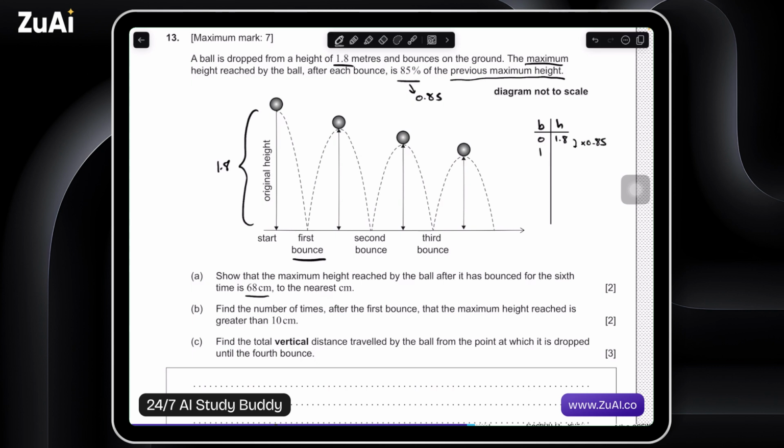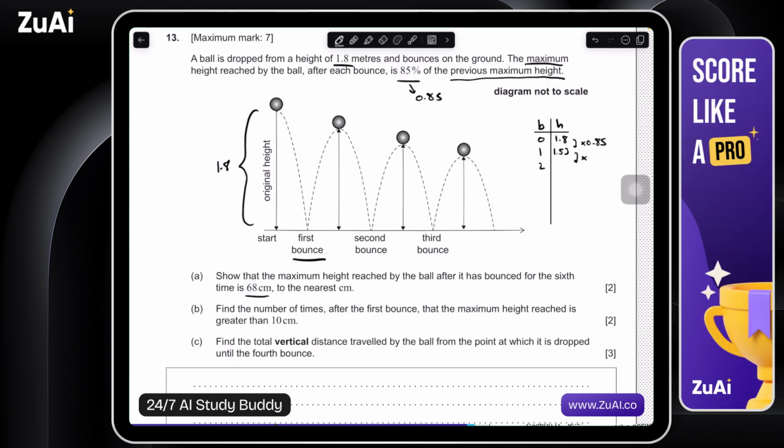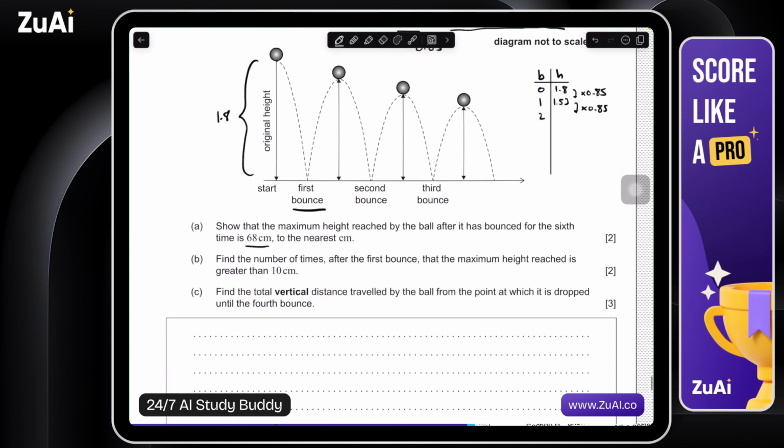And I'm actually just going to work that out. 1.8 times 0.85 is 1.53. And then after the second bounce, again, we would multiply by 0.85. So in this case, we actually have a geometric sequence. When we have some starting value and we multiply by some constant term as we go through it, we have a geometric sequence.